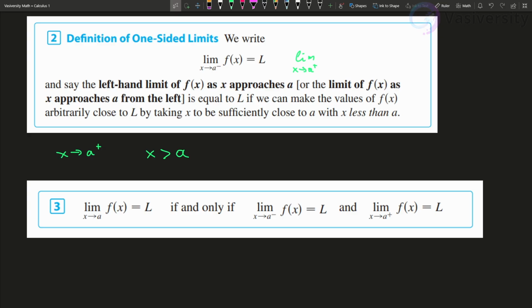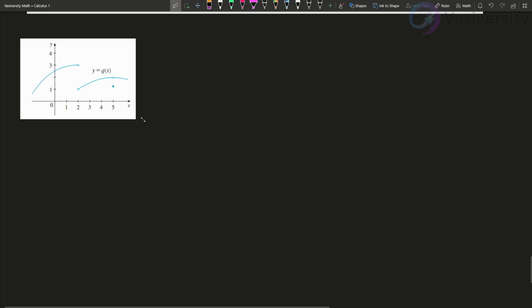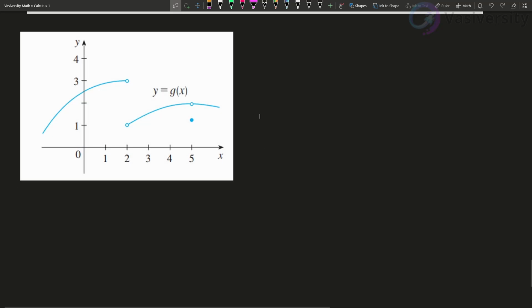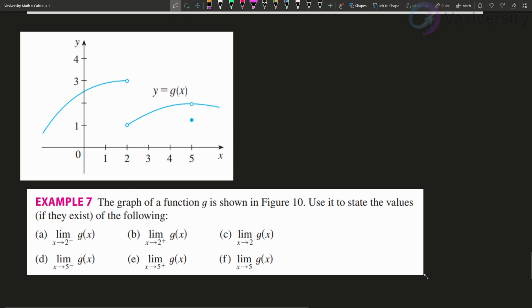We are given this graph of a function. What we want to do is use this graph to state the values of certain things that it's asking. So let's take a look. We use the graph of the function g to state the values, if they exist. First, the limit as x approaches 2 from the left. We are approaching 2 from the left.